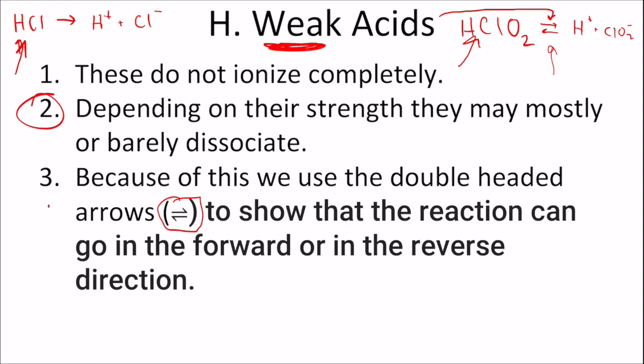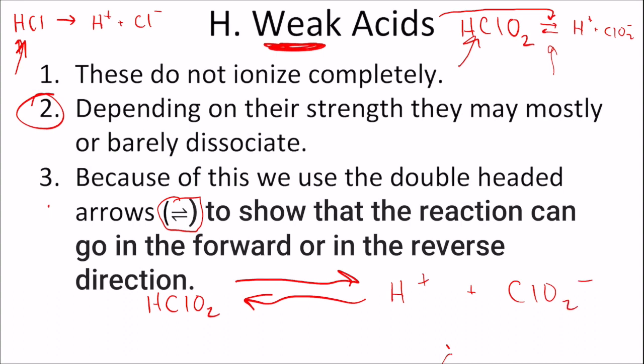Okay, so number 3. Because of this, we use the double-headed arrows to show that the reaction can go in the forward direction, or it can actually go in the reverse direction as well, all right? And when the reaction reaches equilibrium, that means the forward reaction equals the reverse reaction. So every time this HClO2 breaks down into H plus and ClO2 minus, at the same time it goes backwards one to make another one of those.